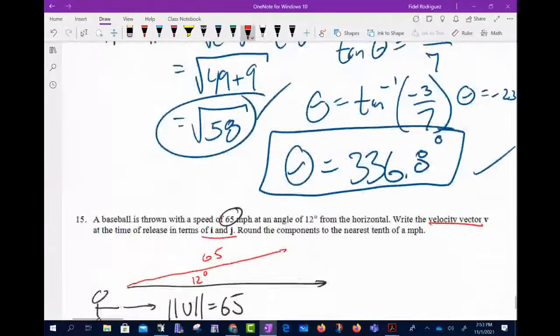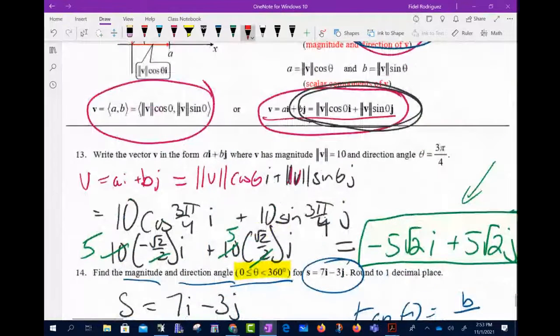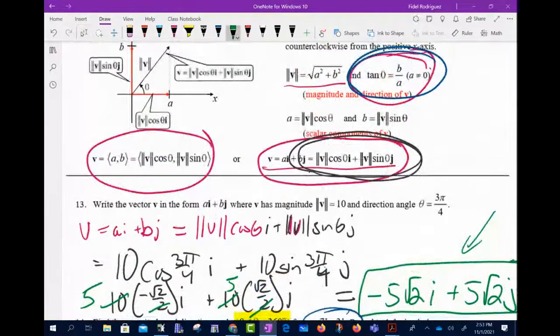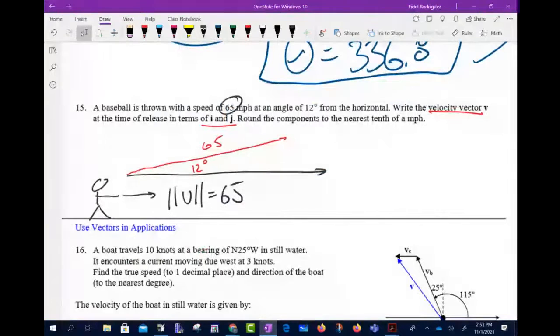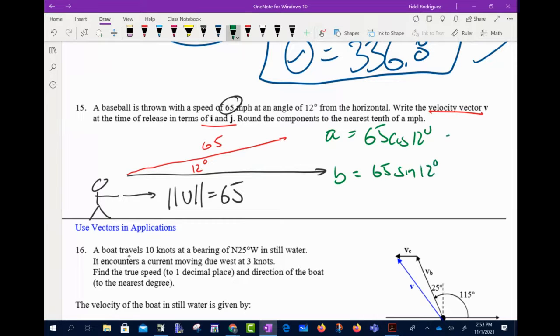All right, so let's take a look here. I'm going to scroll back over here and remind ourselves that we've done a lot of this before. Look how we find the a and the b components. We take the magnitude times the cosine of the angle to find the a component, and the magnitude times the sine of the angle to find the b component. So to find the a component, we take the magnitude, which is 65, times the cosine of 12 degrees, and to find the b component, we take 65 times the sine of 12 degrees.